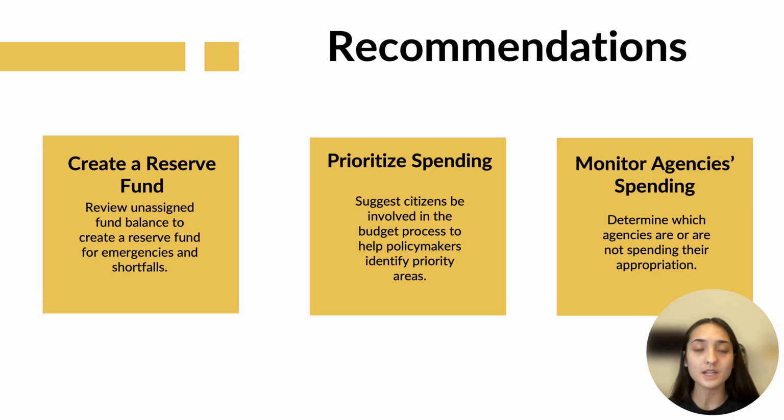The third recommendation is to monitor agencies' spending. By monitoring agencies' spendings, we can determine which agencies are spending or are not spending their appropriations and how this is affecting overall operations. For example, by looking at the Public Education Department of the government, they receive the largest appropriation, yet they are in the most disarray.